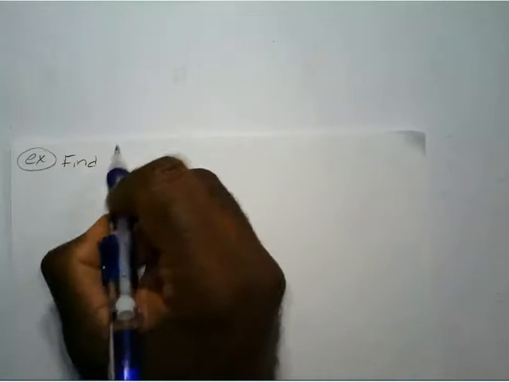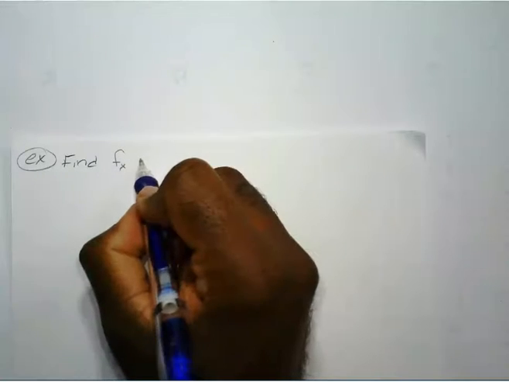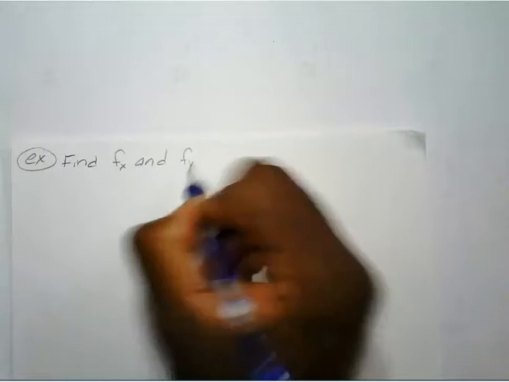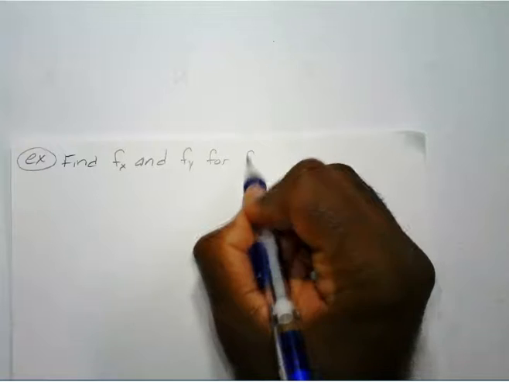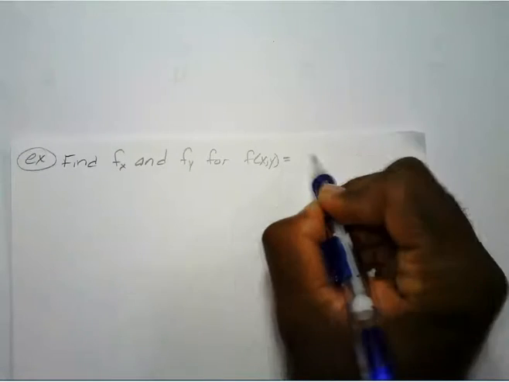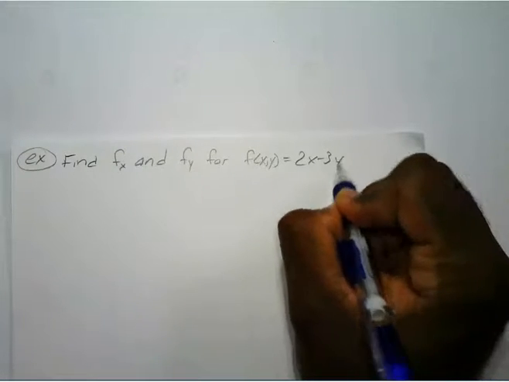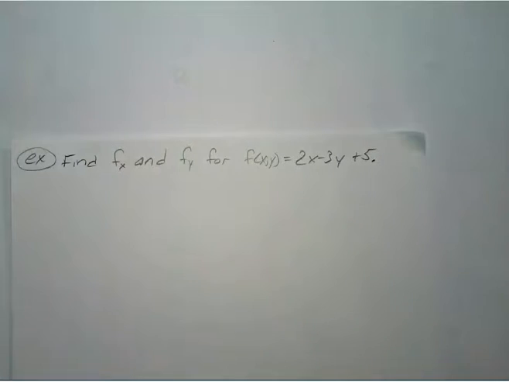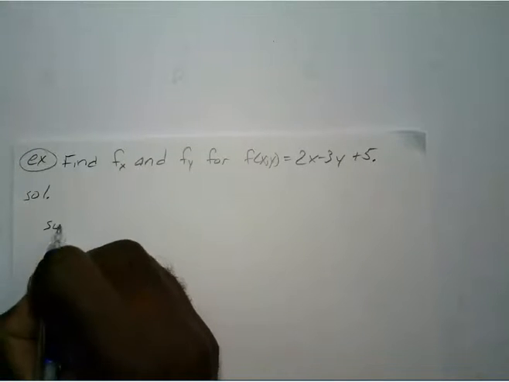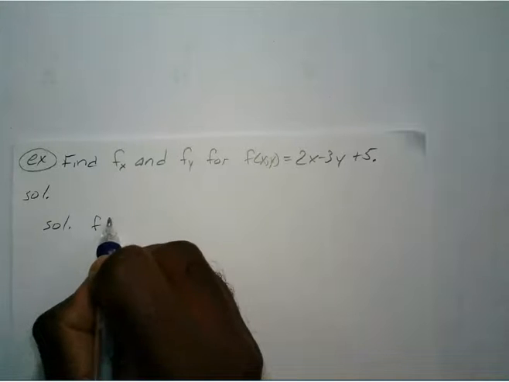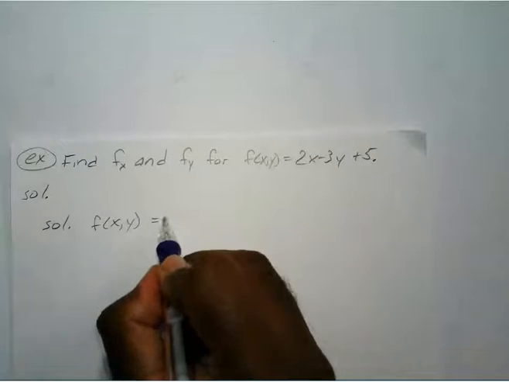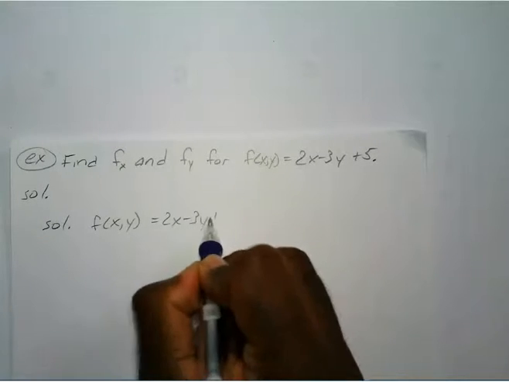All right. So for example, what if we wanted to find the partial with respect to x and the partial with respect to y for f of x y is equal to 2x minus 3y plus 5? Okay, so just rewriting our function: 2x minus 3y plus 5.